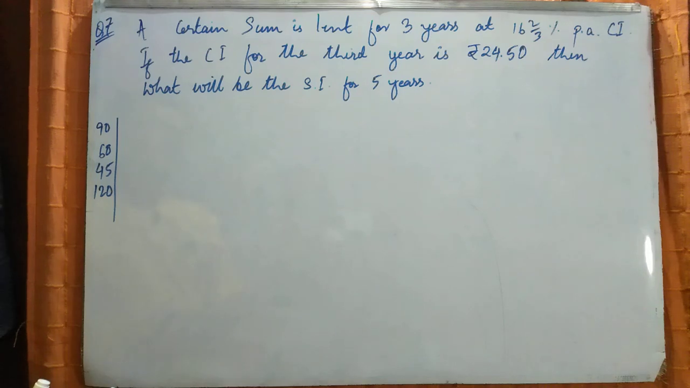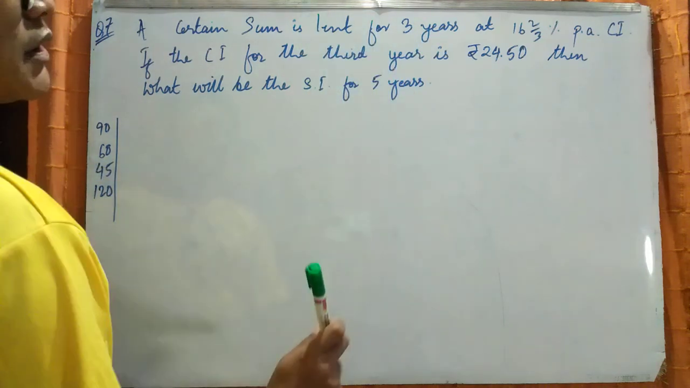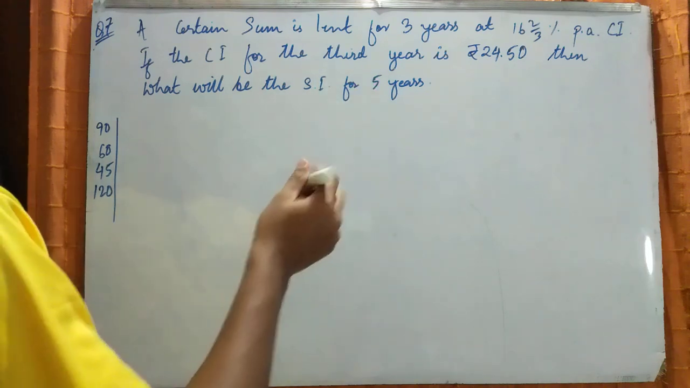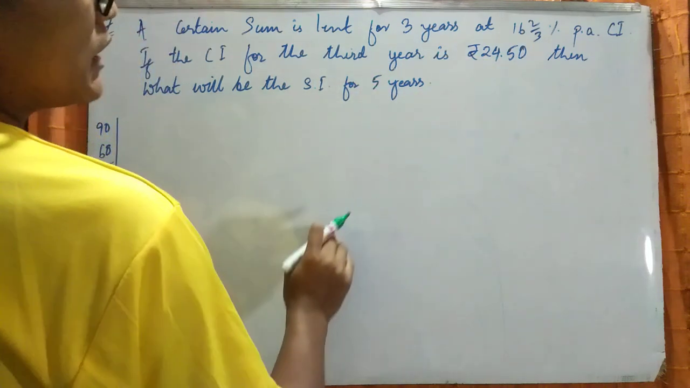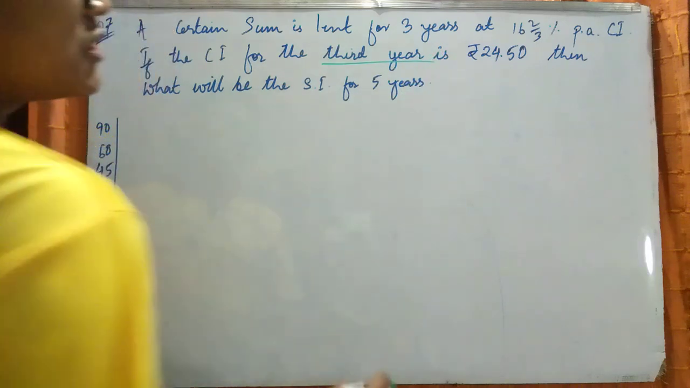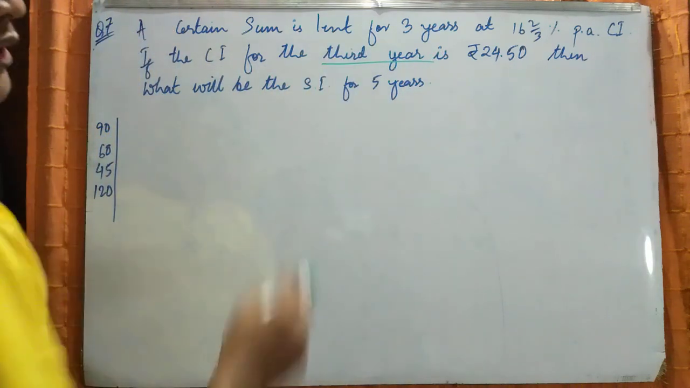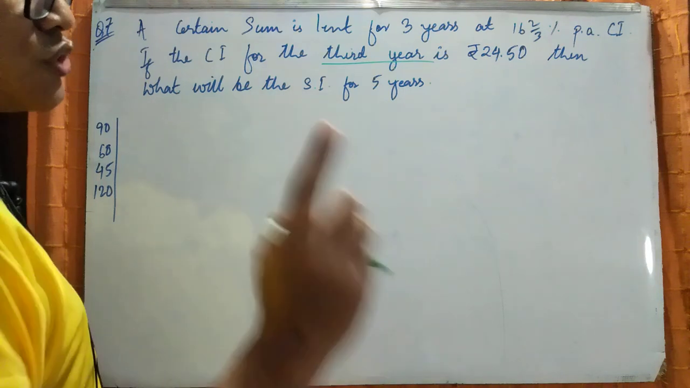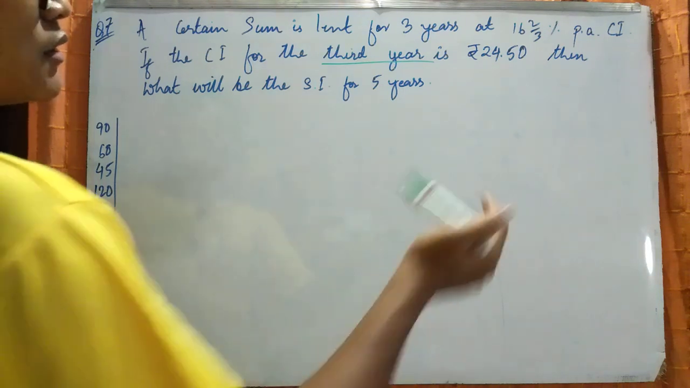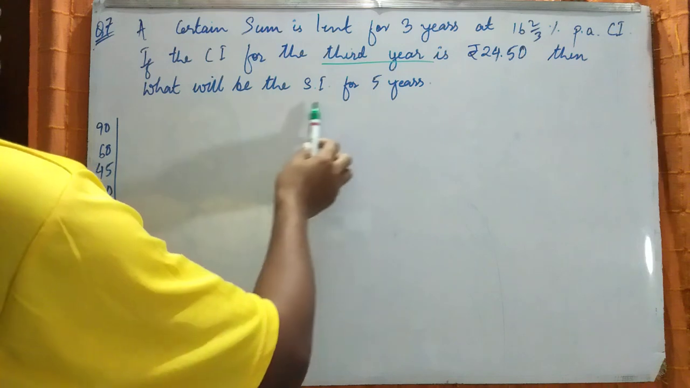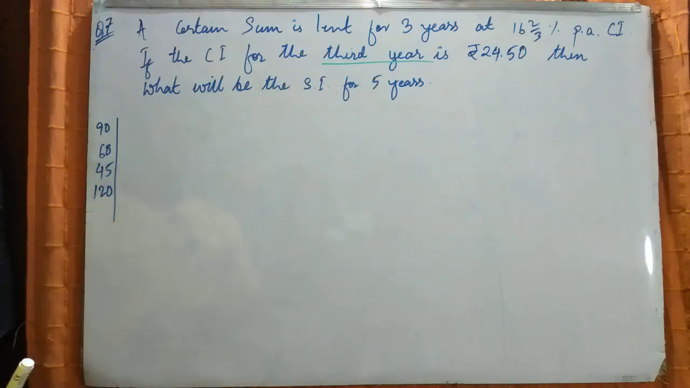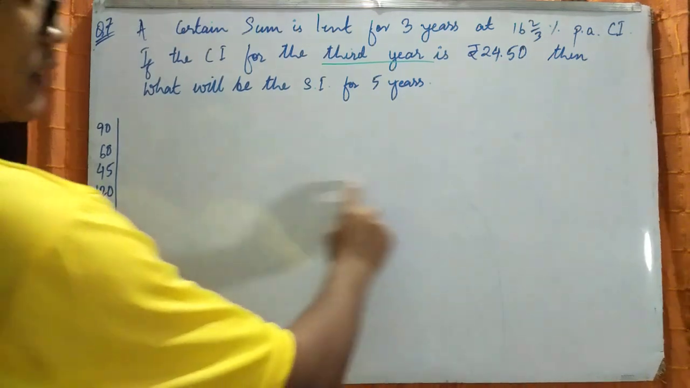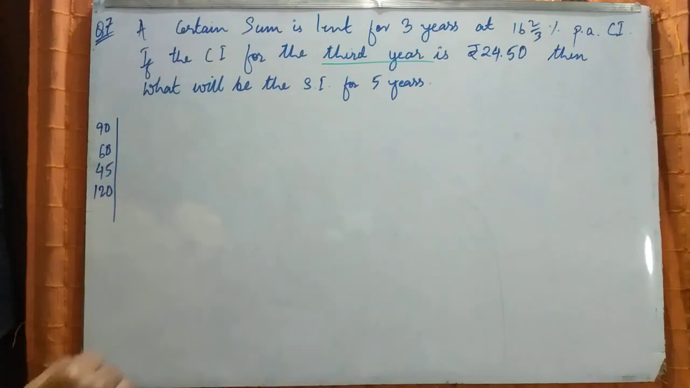In this question, the compound interest for the third year is 24.5. It is only for the third year. Keep it. Then what will be the simple interest for 5 years? In this question we need to find the simple interest.